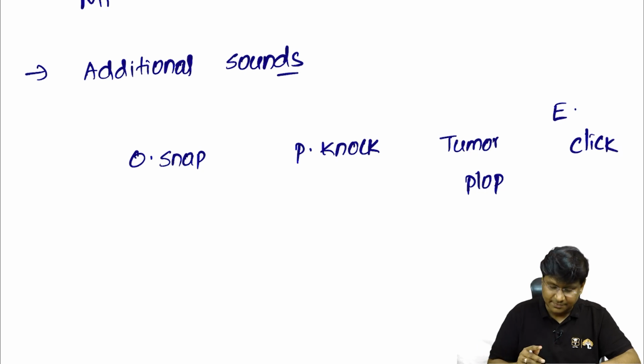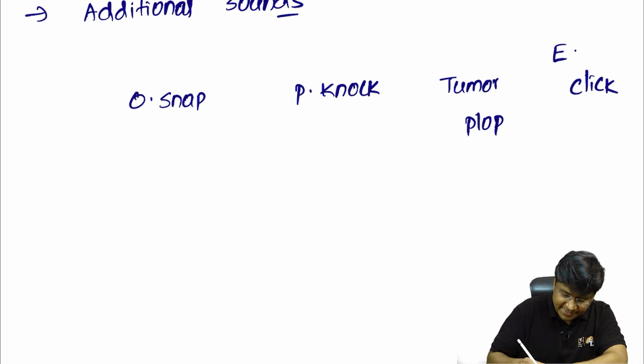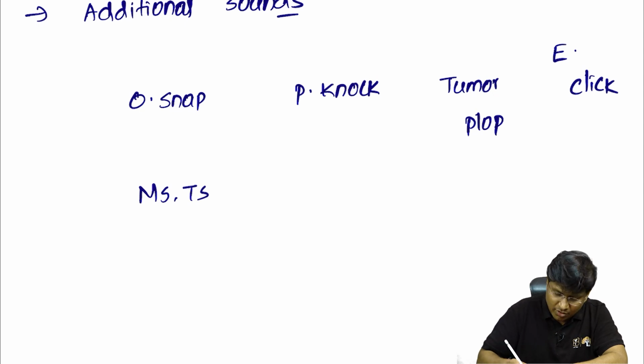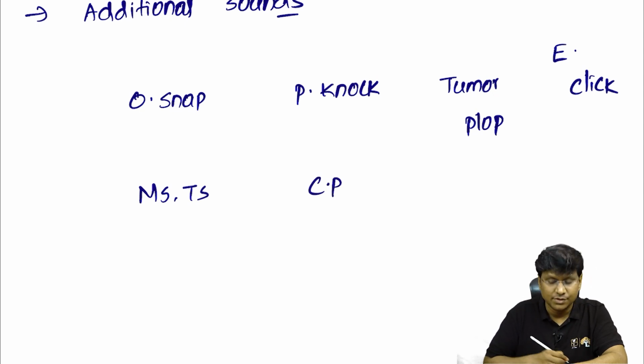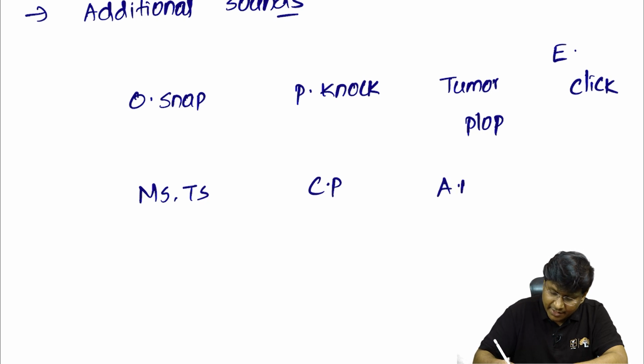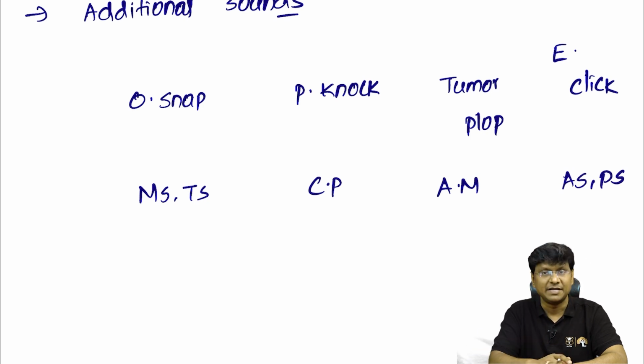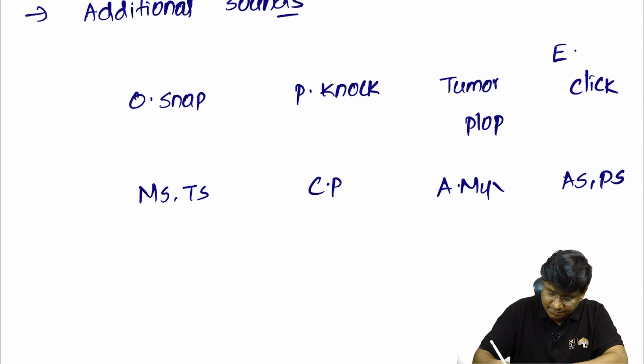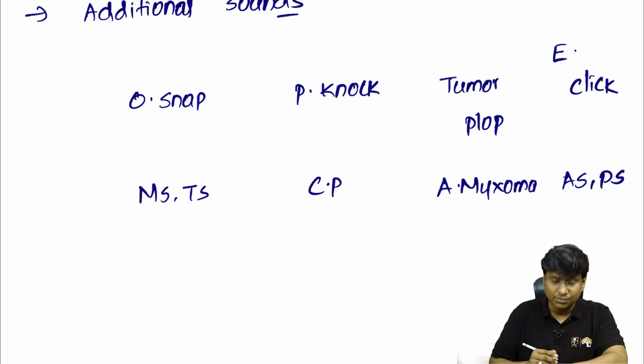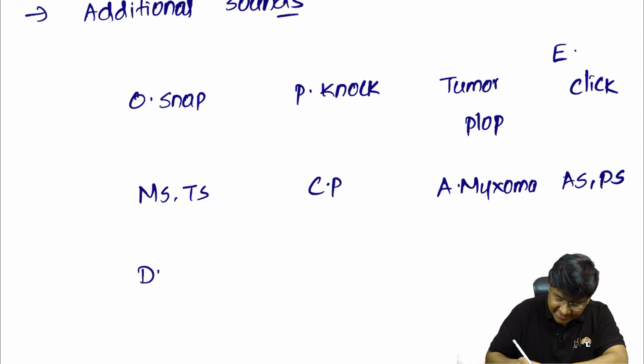Now, you take this opening snap: it is heard in patients with mitral stenosis and tricuspid stenosis. Pericardial knock is heard in constrictive pericarditis. Tumor plop is heard in atrial myxoma. Then ejection click is heard in aortic stenosis as well as pulmonary stenosis. Then you need to know that the opening snap is a diastolic sound.